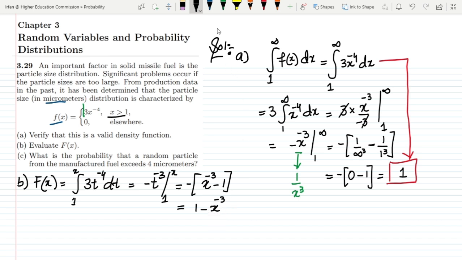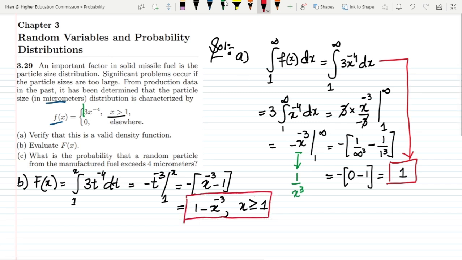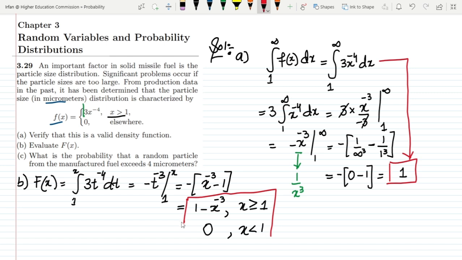This is what we have here, that is for x greater or equal to 1. So that is the solution of part B. And here we can also see the ranges which are less than 1. So for x less than 1, it will be 0. So that is also another range here. Let me put it here as well, and this is for f of x. So I have found out the value of the CDF from it as well.